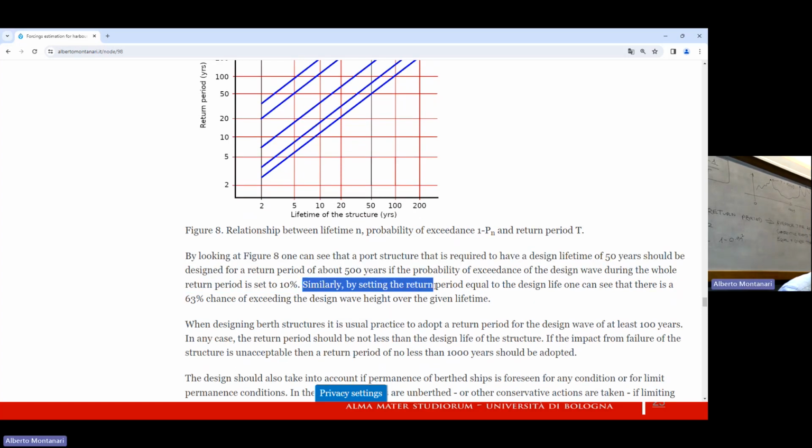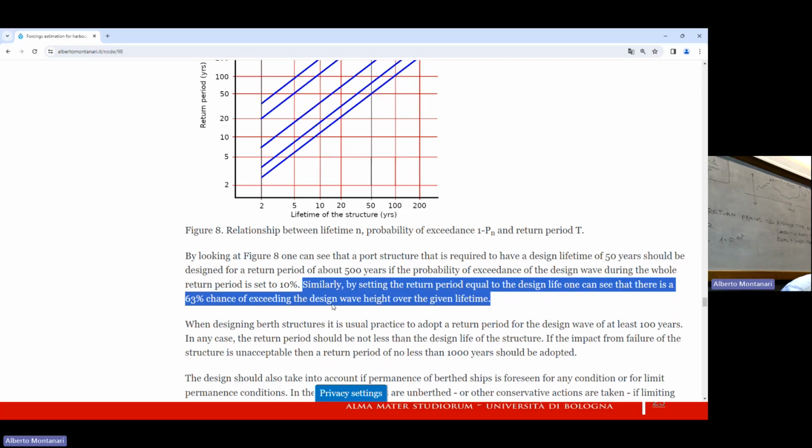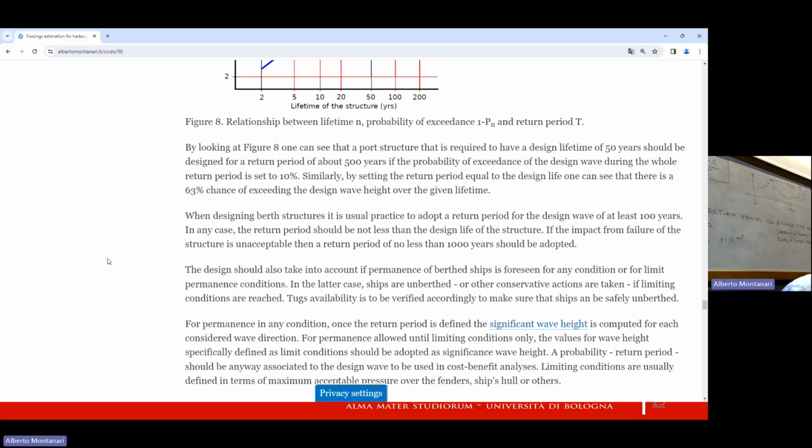And here you read, similarly, by setting the return period equal to the design life, one can see that there is a 63% chance of exceeding the design wave height over the given lifetime. Okay, when you design port structures, the usual return period suggested by legislation is 100 years. You may find different indications, especially if the risk is entailing loss of lives or very heavy consequences. And dams, to give you an example, you understand, dams are causing disasters if they fail. They are usually designed for a return period ranging from 500 to 1,000 years.